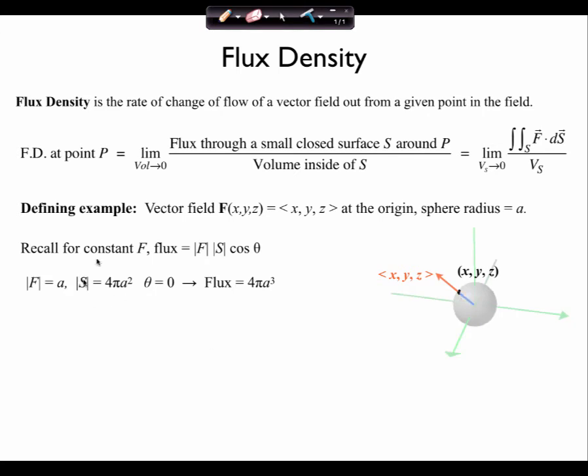The whole area is the area of the sphere, 4 pi a squared. Theta equals 0 because the direction of the flux is orthogonal to the surface, which is the direction of F. So theta equals 0, and therefore the flux is just the product of the magnitudes times cosine theta, which is 1. So the total flux out of the sphere of radius a is 4 pi a cubed.